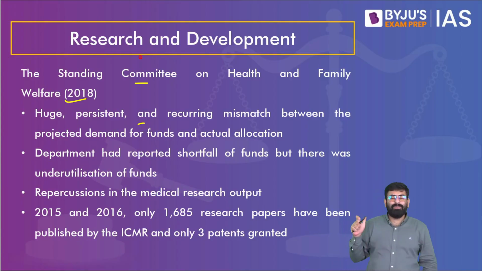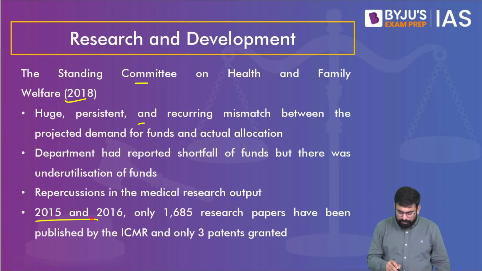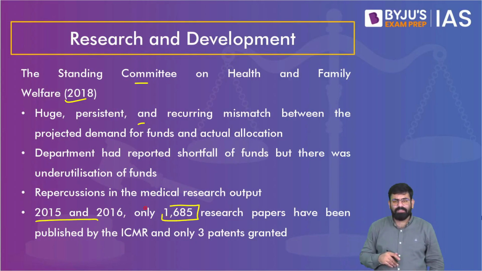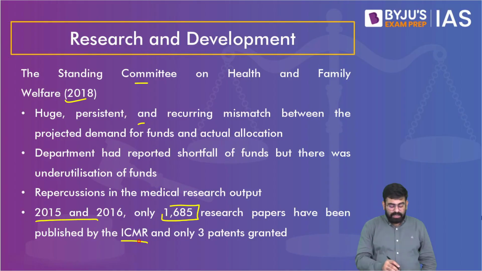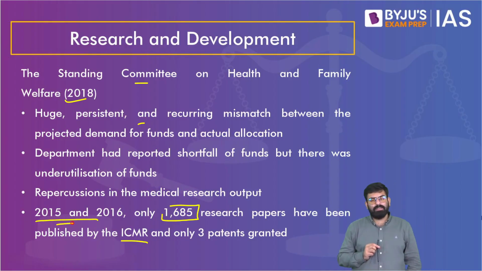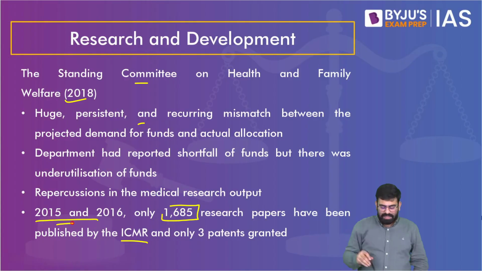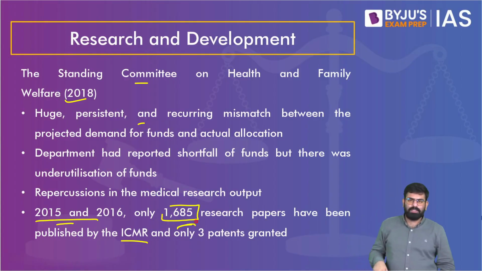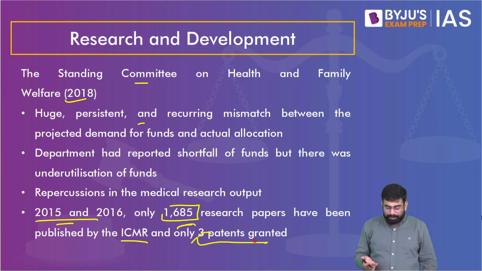Because you have very limited research when it comes to this. And there are numbers from this report. Only 1685, that is merely less than 1700 research papers were published by ICMR in the years 2015 and 16. Just think about this. Think about the number of institutions we have, the number of researchers we have, and the number of research papers being published, which is very low. And only three patents were granted in these 2 years.